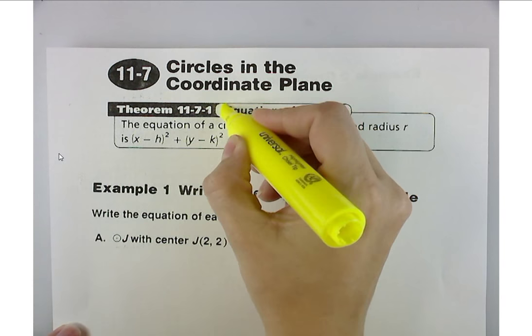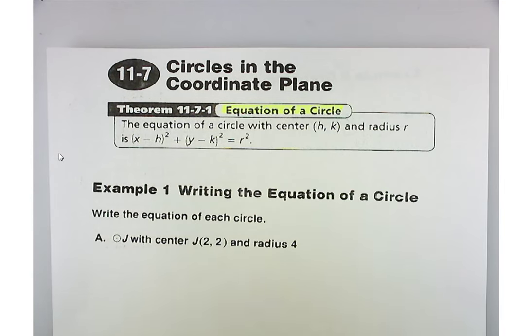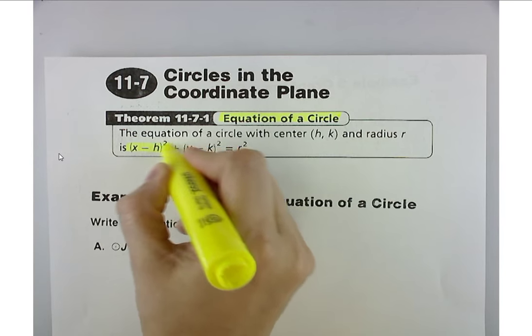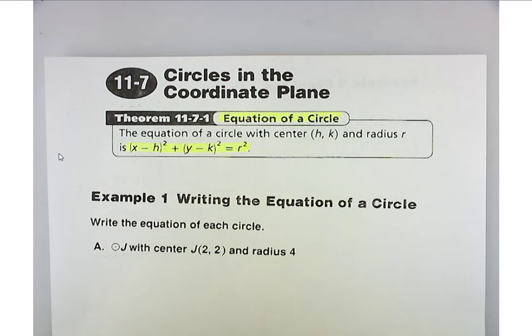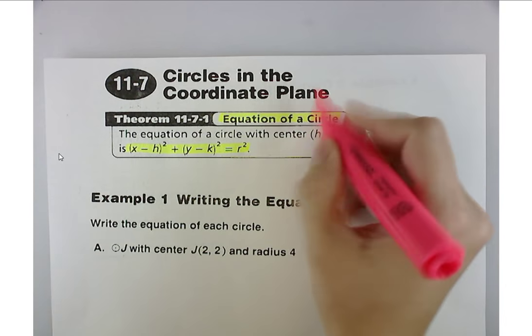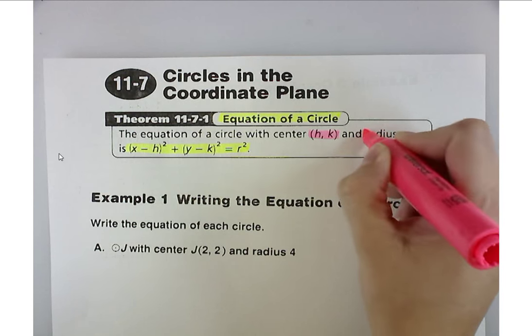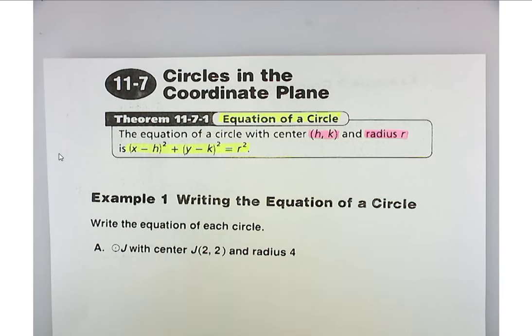Alright, so the equation of a circle is the following. (x - h)² + (y - k)² = r². Now the center of the circle is going to be (h, k), and the radius is going to be r.